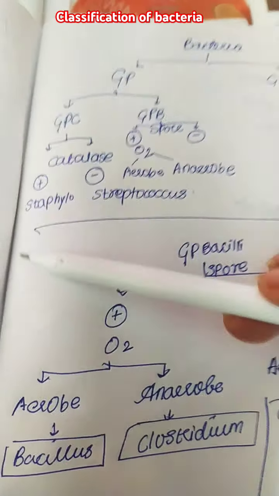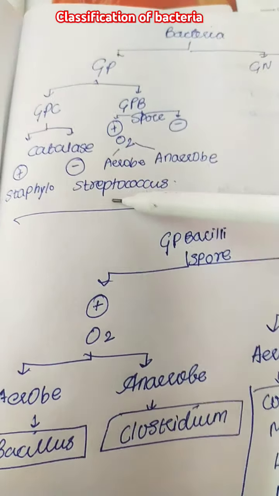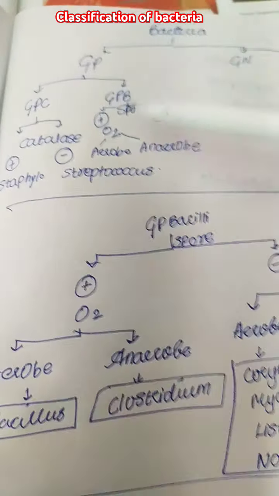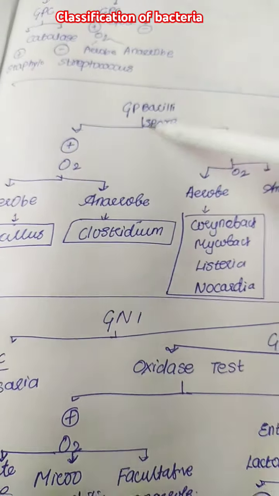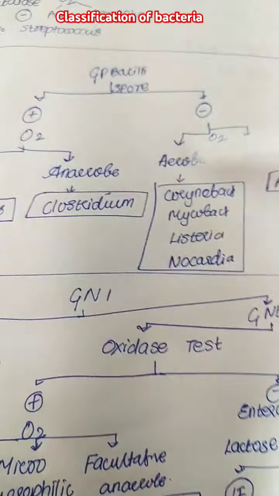If they are catalase positive, they are staphylococcus. If they are catalase negative, then they are streptococcus. Talking about the spores, gram-positive bacilli. How will you divide the gram-positive bacilli? Gram-positive bacilli you can divide based on the spore formation, if they are spore forming or they are not spore forming.